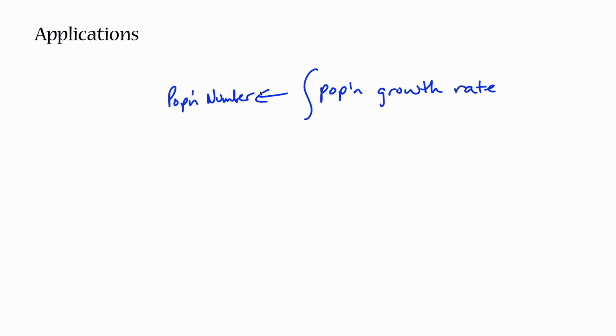For example, in population biology in particular, you often know population growth rate, and the integral of that is population number. So if you have some function that tells you population growth rate, you can integrate that function to find out the population size at some given time, which is handy. Similarly, anytime you have a rate of change, like you might know allele frequency change, take the integral of that, you can get allele frequency.